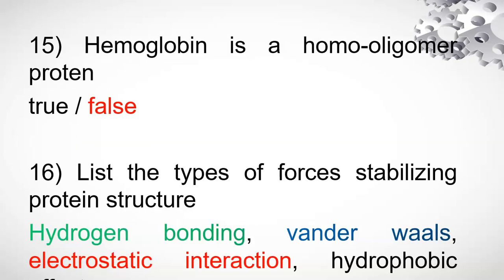Hemoglobin is a homo-oligomer protein. Homo-oligomer, when you talk about the different monomers, if they are the same, because we know that the hemoglobin has alpha subunit and the beta subunit. The polypeptide chain in the alpha subunit is different from the polypeptide chain in the beta subunit. So we cannot refer to them as homo-oligomer. They are called hetero-oligomer because they have both alpha and beta subunits. So the answer to that question is false.